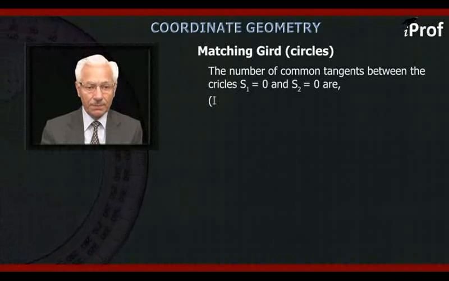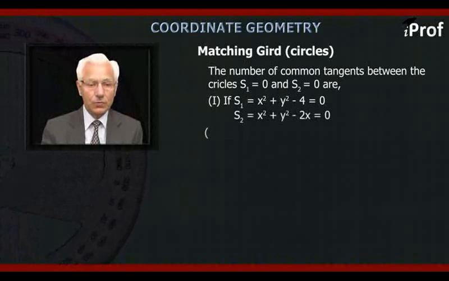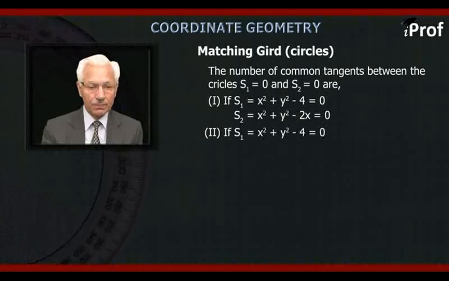Question number 1. If S1 is represented by the circle with equation x squared plus y squared minus 4 equal to 0, S2 represented by x squared plus y squared minus 2x equal to 0. Question 2. If S1 is represented by x squared plus y squared minus 4 equal to 0 and S2 is represented by x squared plus y squared minus 6x plus 8 equal to 0.